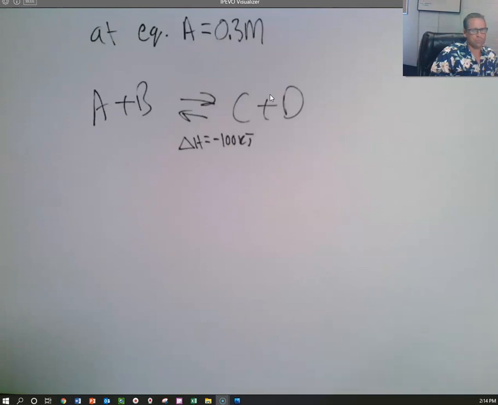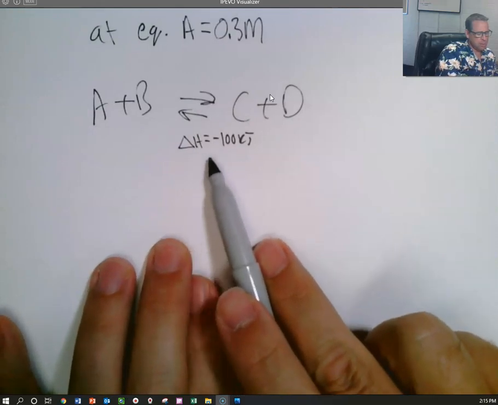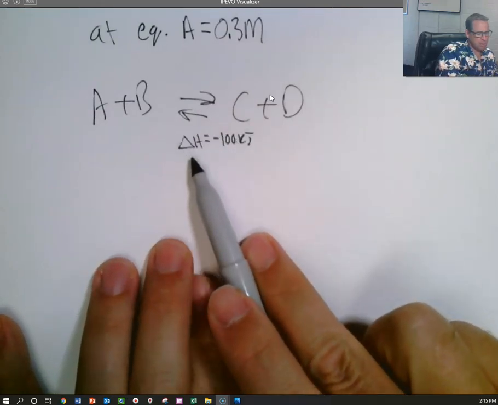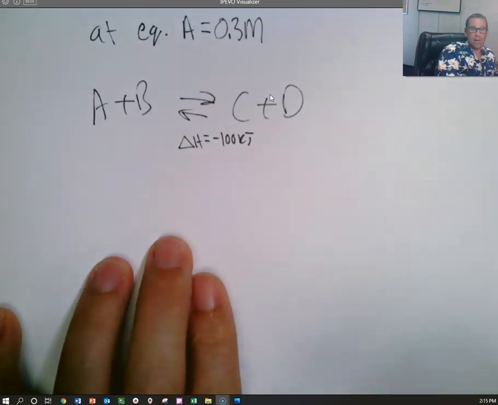If you cool the reaction down, it will make the molecules slow down, so it will slow the rate of the separate molecules finding each other? Okay, that will happen on both sides, won't it? A and B will slow in which they find each other, but C and D will also slow, right? What we're looking for here is a recognition of what this delta H of negative 100 means. What kind of a reaction is it? It's an exothermic reaction.